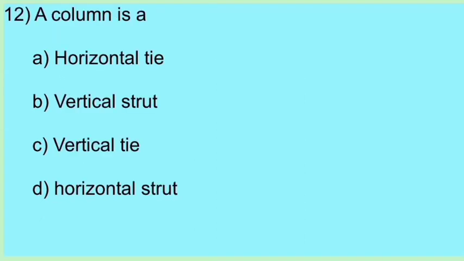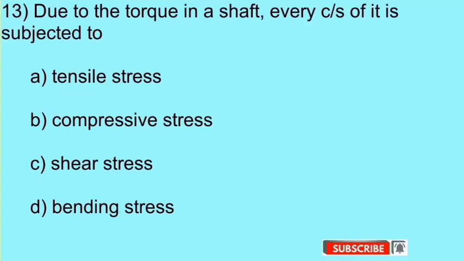Next question. A column is a option A horizontal tie, option B vertical strut, option C vertical tie and option D horizontal strut. A column is a vertical strut. Option B is the answer. Next question. Due to the torque in a shaft, every cross section of it is subjected to option A tensile stress, option B compressive stress, option C shear stress and option D bending stress. And the answer is option C shear stress. Due to torque in a shaft, every cross section of it is subjected to shear stress.